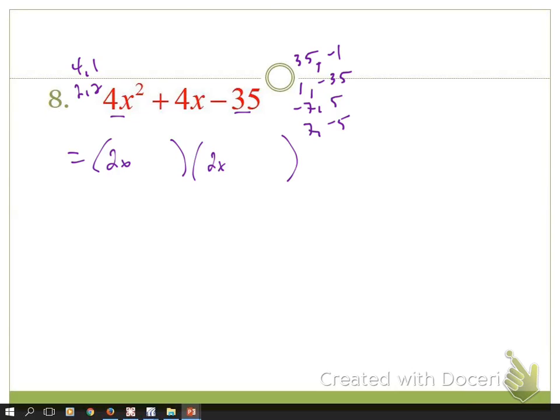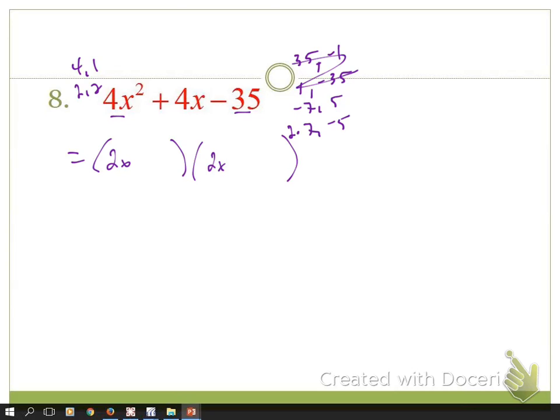Okay? Now you just start checking. Well, 2 times 35 is 70. It's way too big. So I'm not going to be able to use either one of these two. So check these guys. 2 times negative 7 is negative 14. 2 times 5 is 10. Negative 14 plus 10 is negative 4, so not going to work.